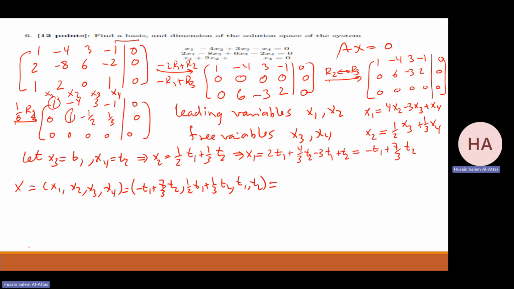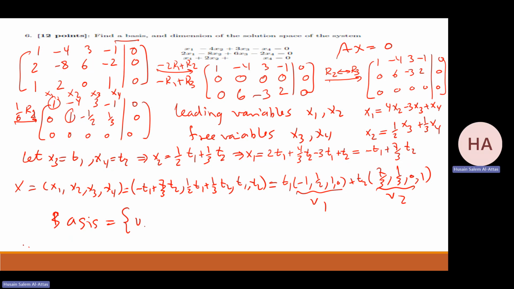t1 times minus 1, half, 1, 0, plus t2 times 7 over 3, 1 over 3, 0, 1. So what we have, this will be V1 and this will be V2. And the basis will be V1, V2, which is this. Is it the only solution? No. We can have any multiple of this.